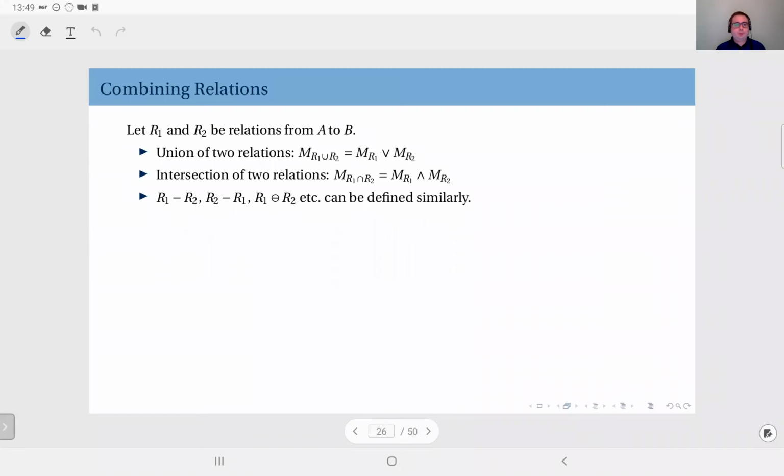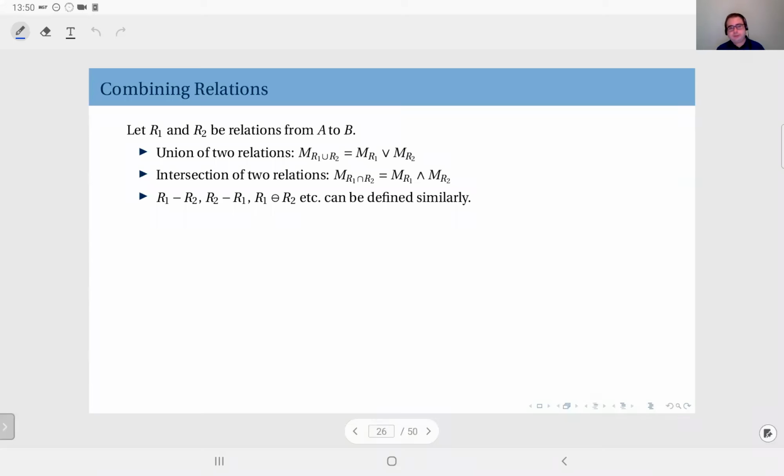It is possible to combine relations using set operations because relations are sets themselves. So we can use union, intersection, set difference, symmetric difference, etc. to combine relations. But of course, the domains and the sets should be suitable for this. If R1 and R2 are two relations, both from A to B.